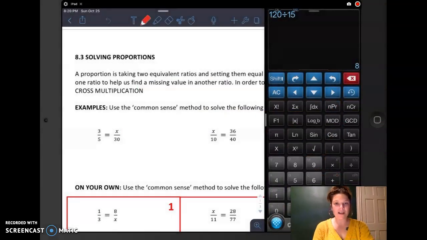So, the concepts that we're going to be going over here right now are not that different than what we did in 8.2, but we're going to be learning a new strategy. So it's exciting, something that'll be a little quicker for you.